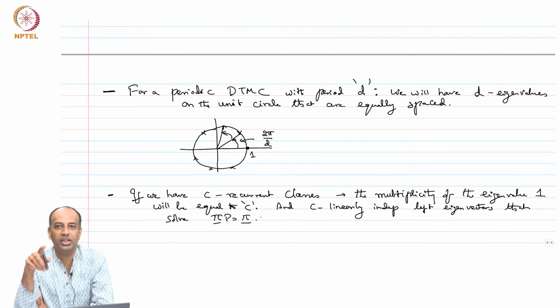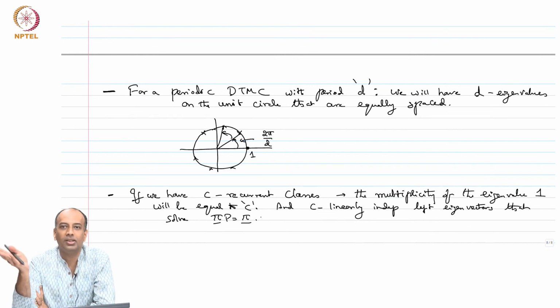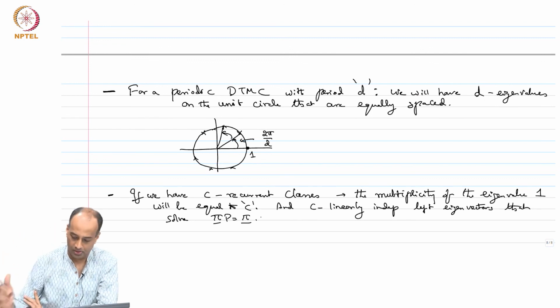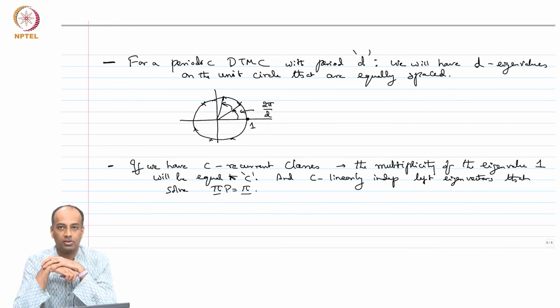So, there will not be a unique pi like this. Okay. There will be C linearly independent solutions to pi P equals pi, and of course, all the linear combinations of these linearly independent solutions will also be solutions, all right. So, if there are C recurrent classes, you will have C repeated eigenvalues at lambda equal to 1, and correspondingly you will have C linearly independent solutions to pi P equals pi. Okay. So, these two things I am not going to prove. Okay. So, this is where I will stop.